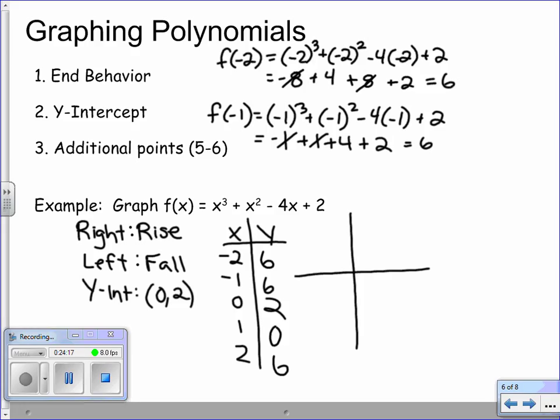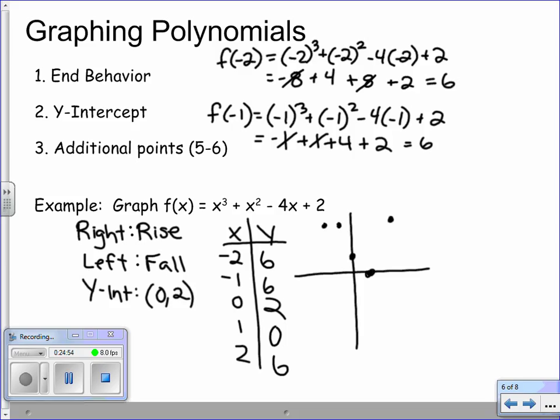-2, 6. -1, 6. They're right next to each other. 0, 2. 1, 0. And 2, 6. I didn't make any tick marks, but is everybody okay with my general areas of points? Just kind of estimating them. Okay, now your brain has to fill in the extra space.